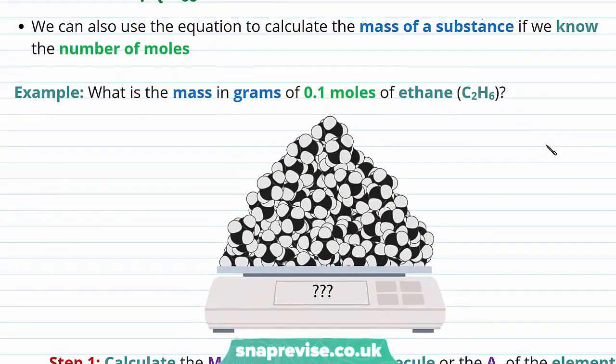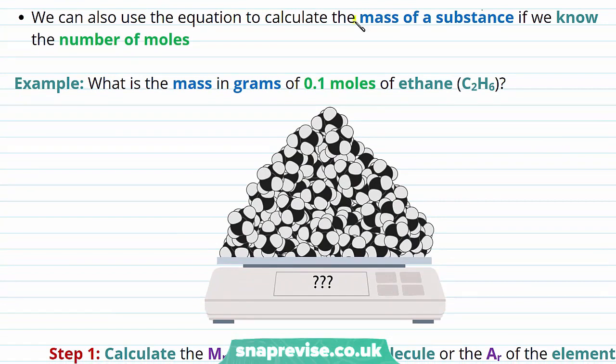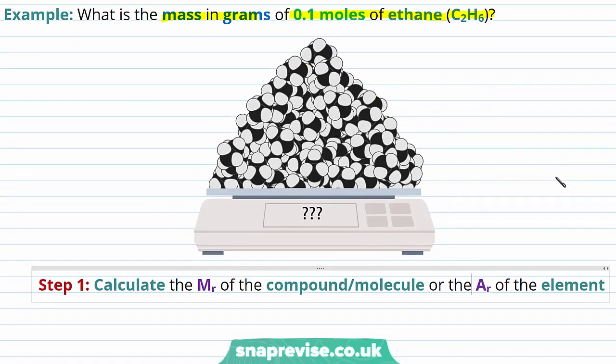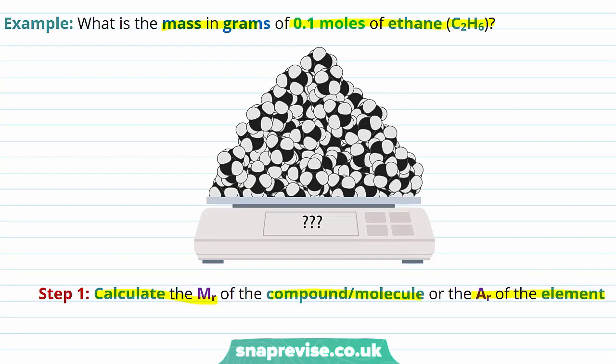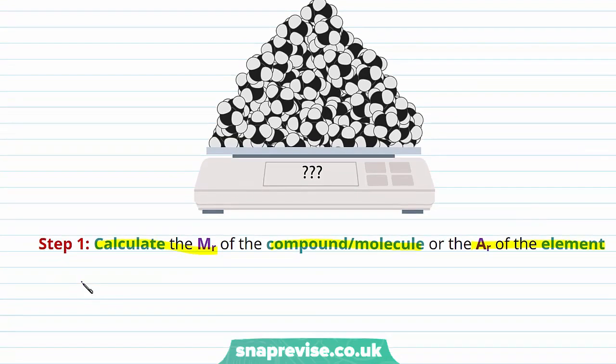We can also use this equation to calculate the mass of a substance if we know the number of moles that we have. For example, what is the mass in grams of 0.1 moles of ethane, which has the chemical formula C2H6? As in the previous question, our first step is to calculate the relative formula mass of the compound or molecule, or the relative atomic mass of the element. In this example, we're talking about ethane, C2H6.